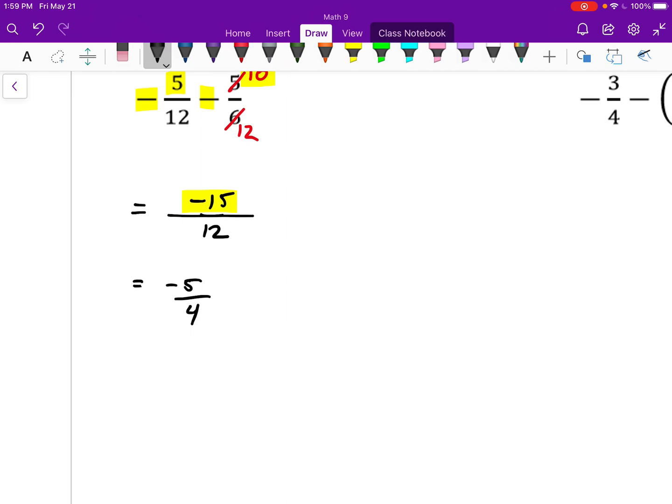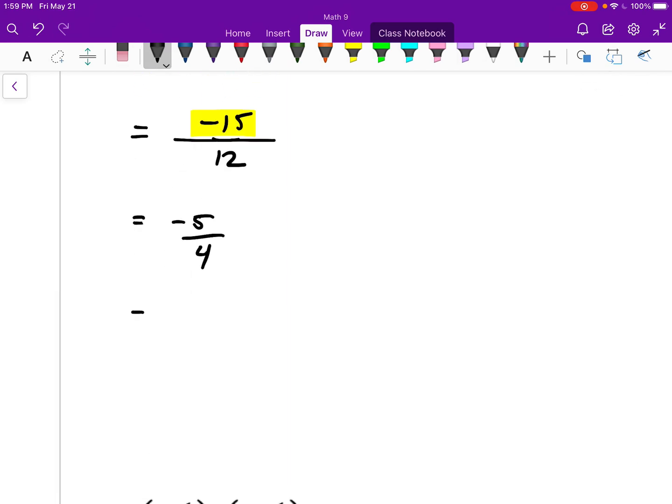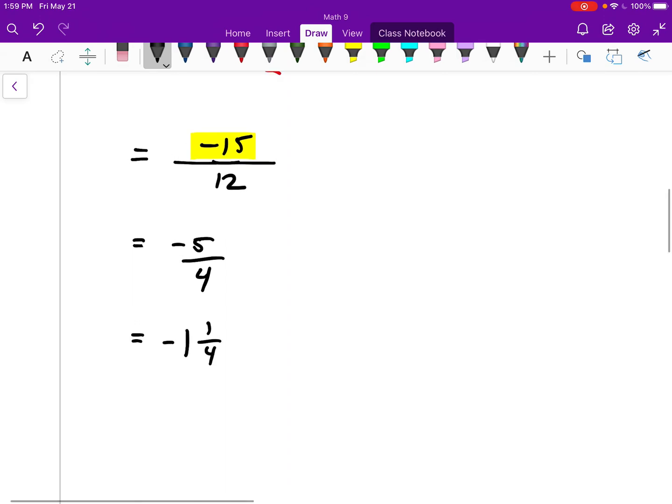And that's better. That's my best answer as an improper fraction, but it's good to make it a mixed number. And so 4 goes into 5 one whole time. So there's 1/4 left, but the whole thing's negative. So again, negative 1 1/4 is the easiest, I think, to visualize at this point.